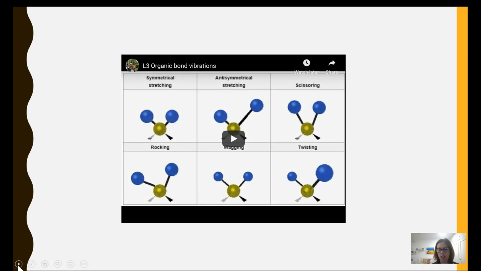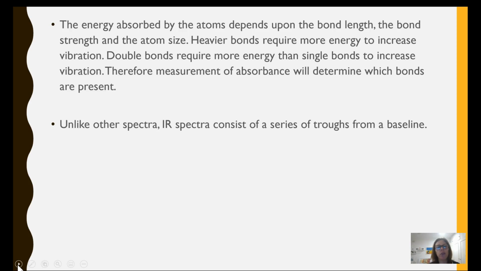So moving on from that, how can that help us there? The energy that is absorbed by those atoms depends on the bond length, so how much it can move and so forth, the strength that it has, and the atom size. So heavier bonds will require more energy to increase their vibration, which makes sense. Double bonds will require more energy again than single bonds to help with their vibration.